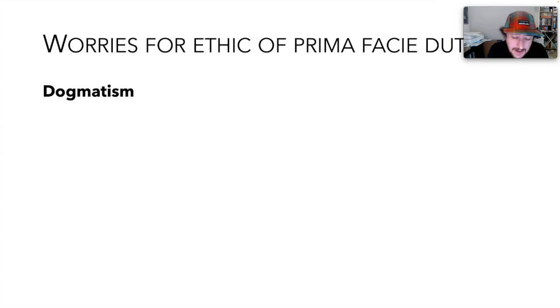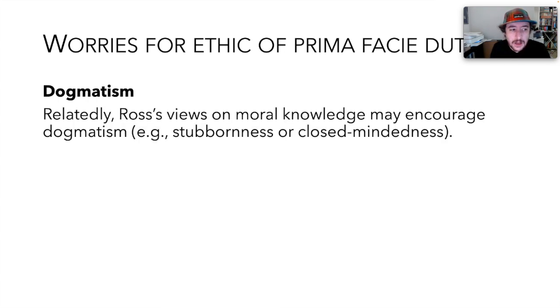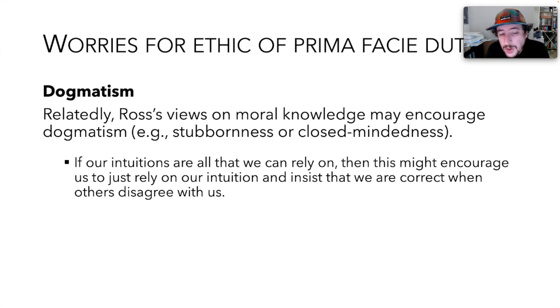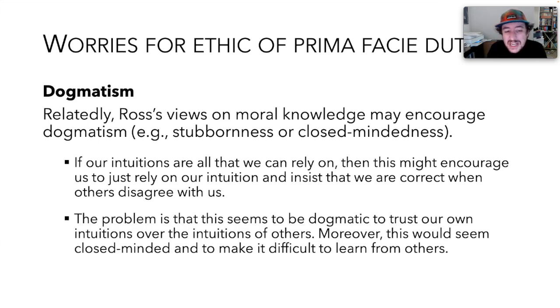People also worry that maybe Ross's theory encourages a kind of dogmatism in our attitudes. So dogmatism here you can think of as a kind of stubbornness in your belief, a kind of closed-mindedness, an irrational stubbornness in one's beliefs. So the idea is, look, if our intuitions are all that we can rely on, then this might encourage us just to rely on our intuition and insist that we are correct when other people disagree with us, because there's not much else that we can do. But the problem with that is it seems to be dogmatic.